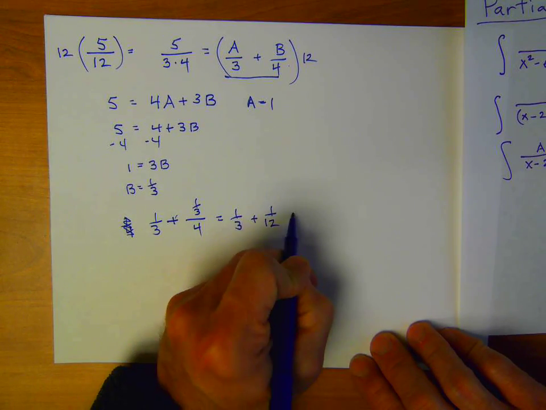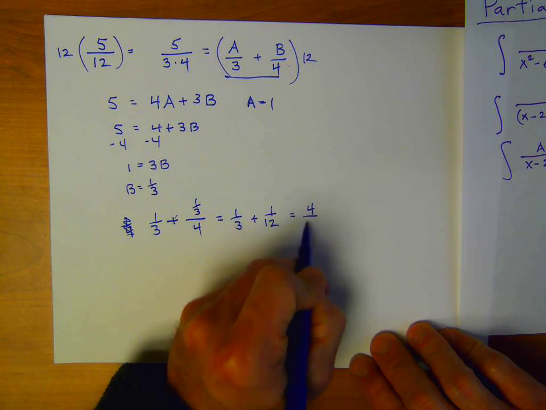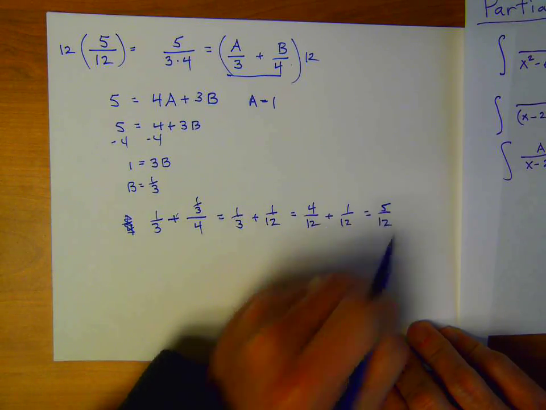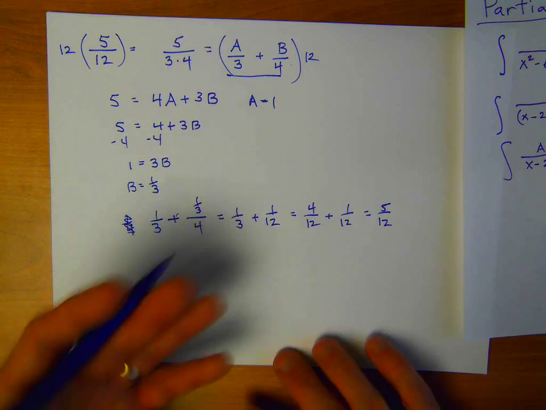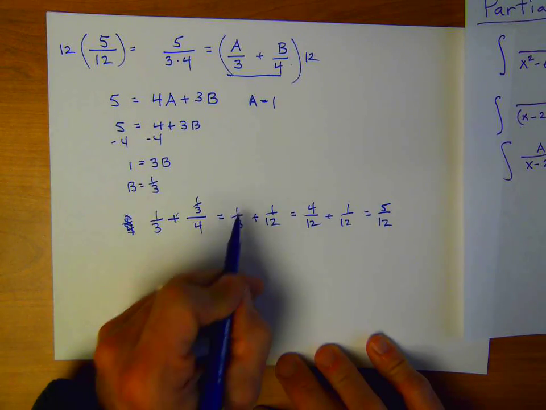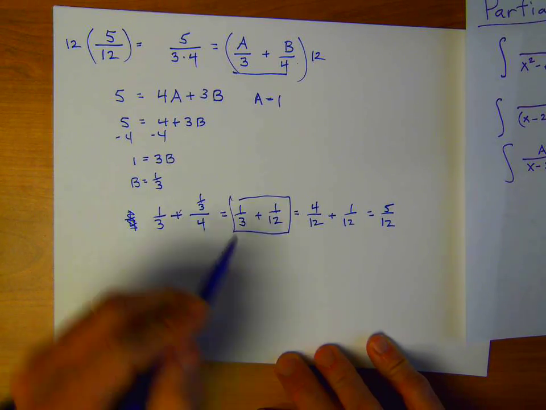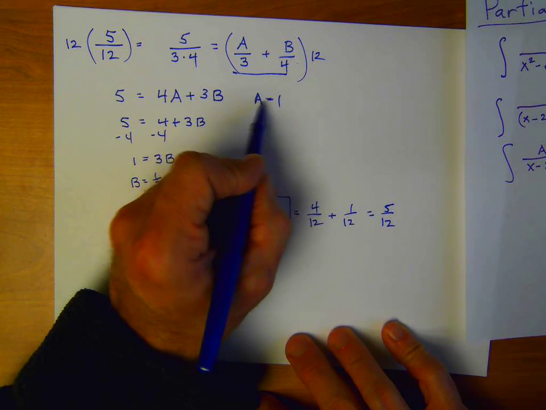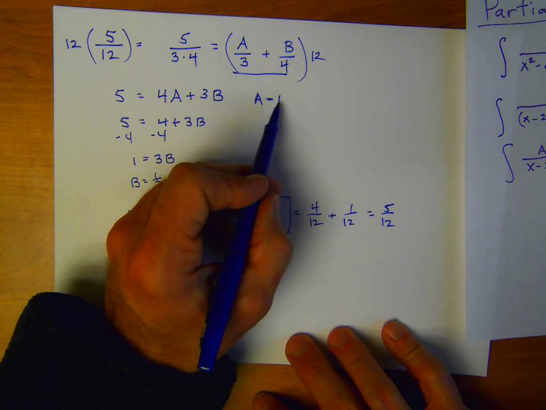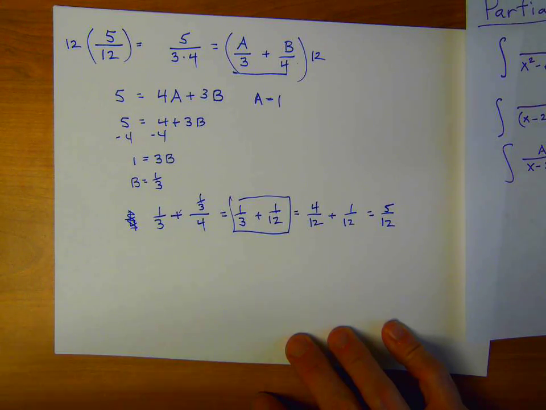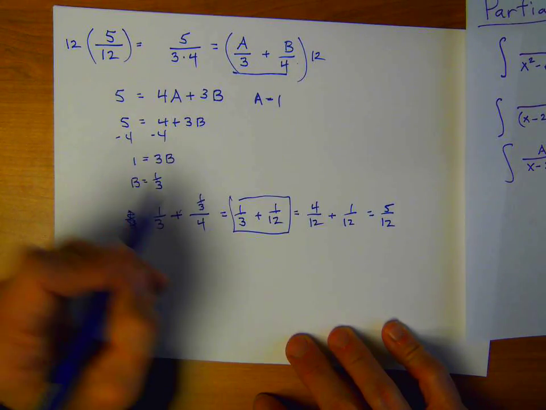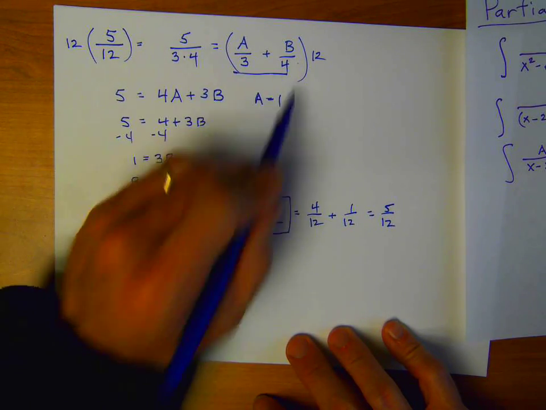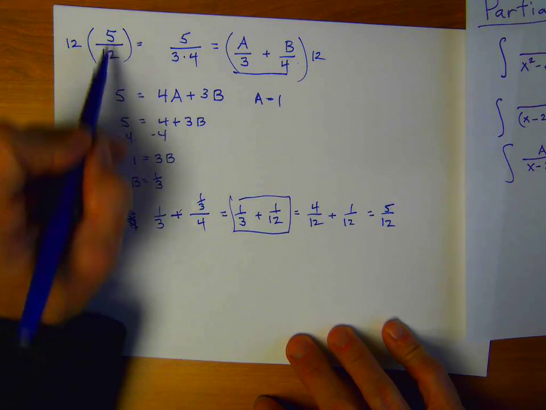Well, 1/3 in terms of twelfths, that's 4/12, right? Plus 1/12 equals 5/12. All right. So that works. If we take these two, we get something that actually does give us 5/12. Now, we didn't have to choose a to be 1. We could have let it be any number and solve for b. The other thing is we could have let b equal 1 and then found a value for a. In this case, there's an infinite number of possibilities.